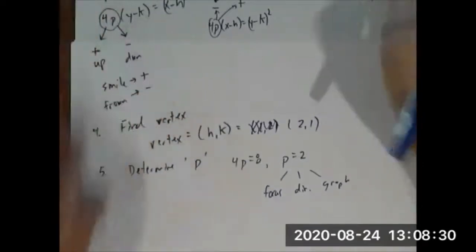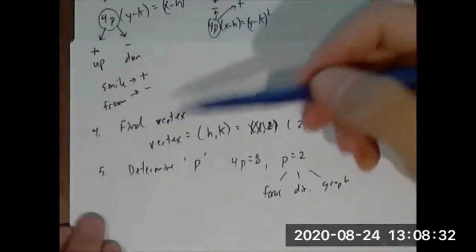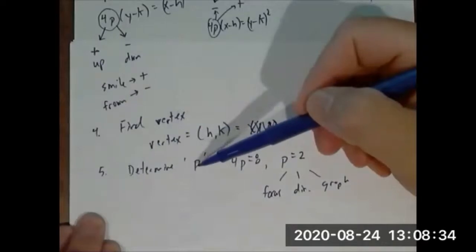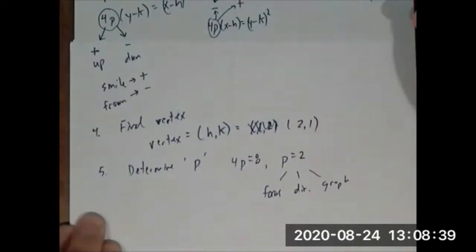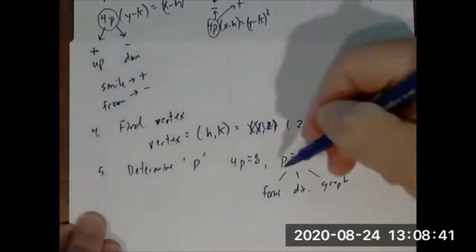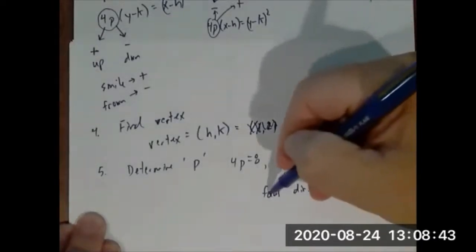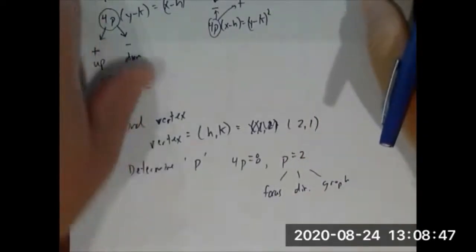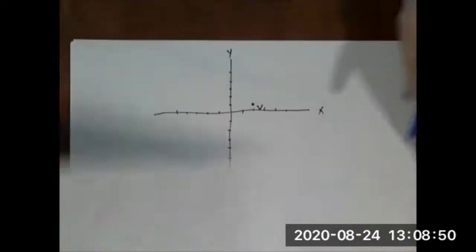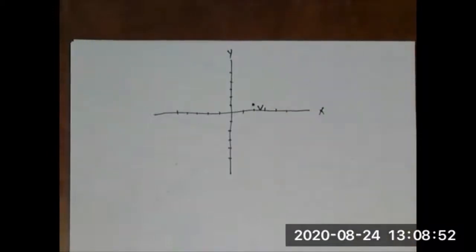So doing this kind of problem is really two steps: you find the vertex and you find P, and then you've got everything you need to finish the problem. Now that we know P is 2, let's talk about what these things are: the focus, the directrix, and then of course graphing it. So let's talk about the focus.